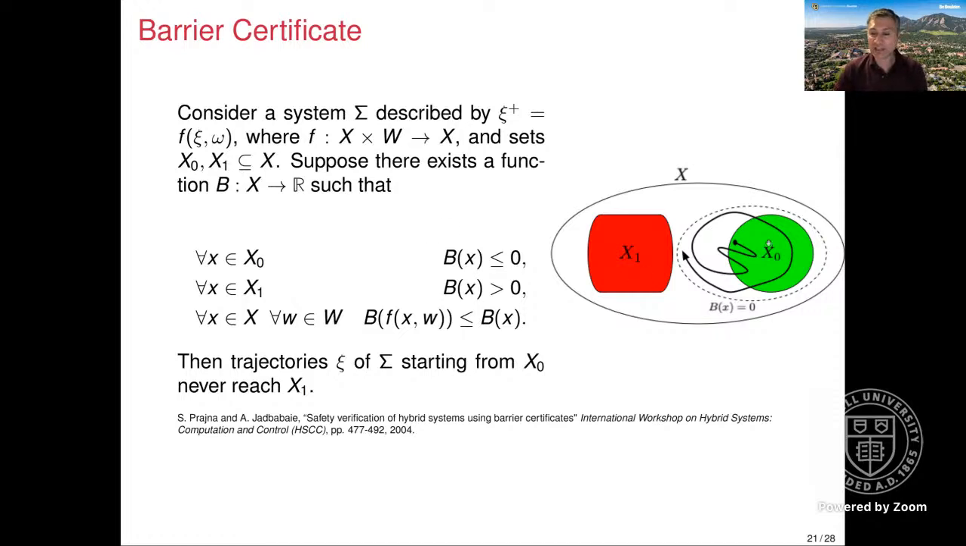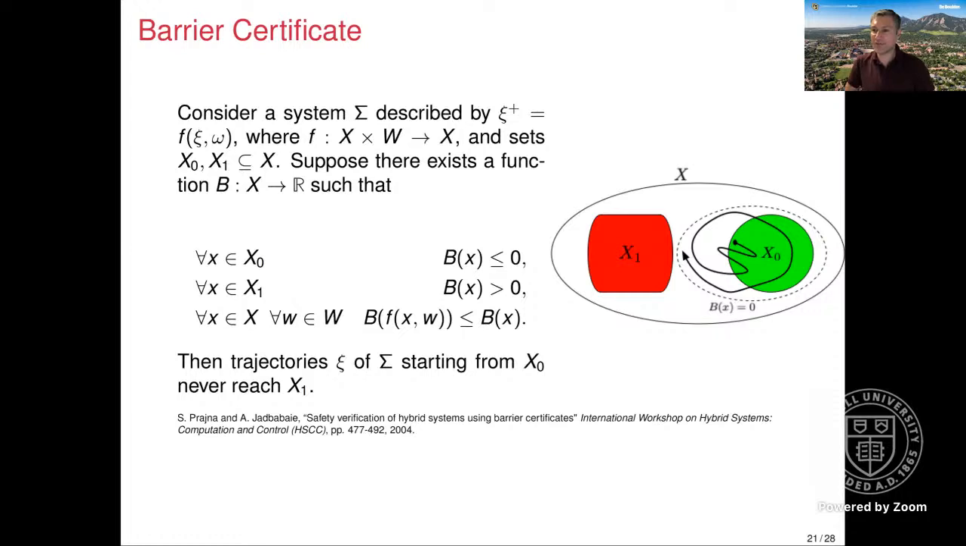For any state inside the initial set, depicted by this green region, the value of the barrier is less than or equal to 0. For any state inside the red region, which by the way is the unsafe region, the value of the barrier is positive. And for any state inside the state set, for any value of the disturbance, the value of the barrier is decreasing along the dynamics of the system.